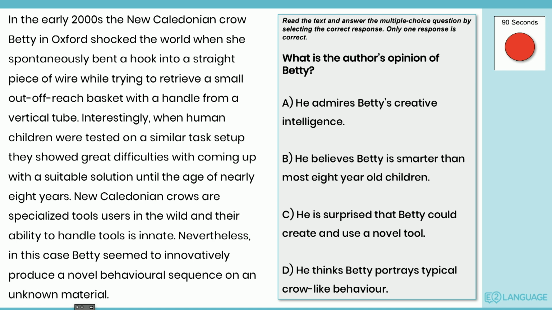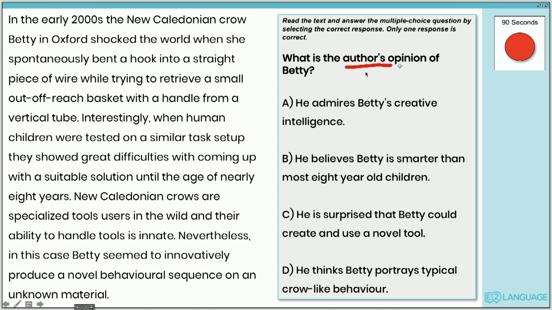Okay, that's 90 seconds up. If you read this carefully, you'd be reading very carefully for the opinion of the author. What does the author think about Betty? A, he admires Betty. B, he believes Betty is smart or smarter than most 8-year-old children. C, he is surprised that Betty could create and use a novel tool. Or D, he thinks Betty portrays typical crow-like behavior.